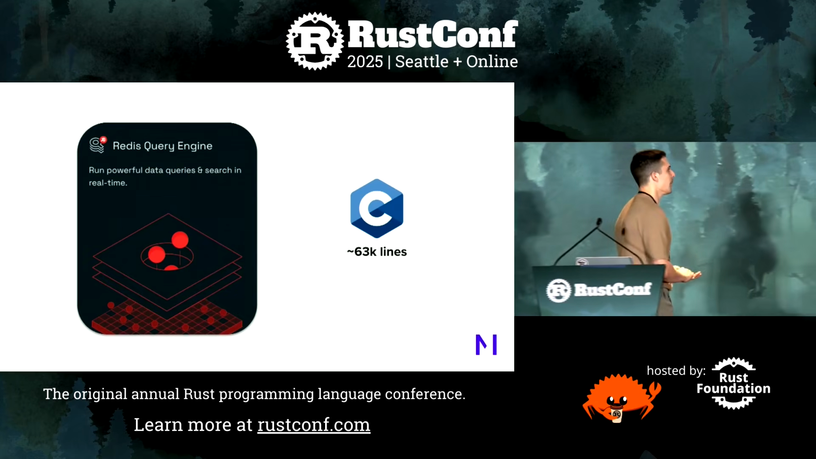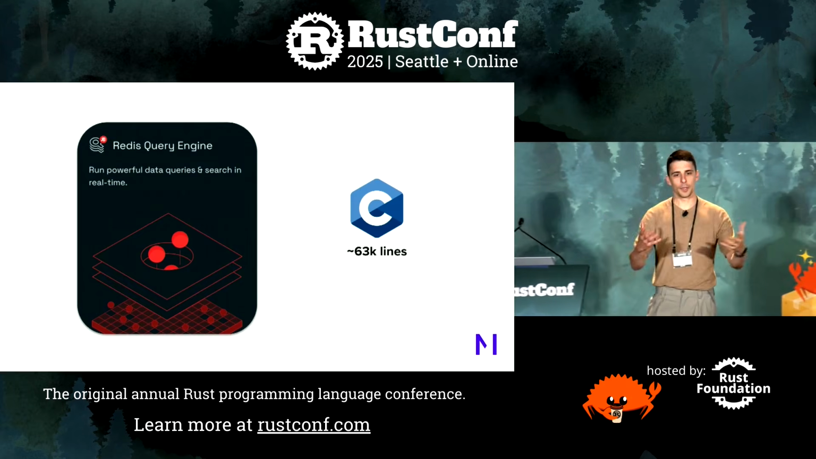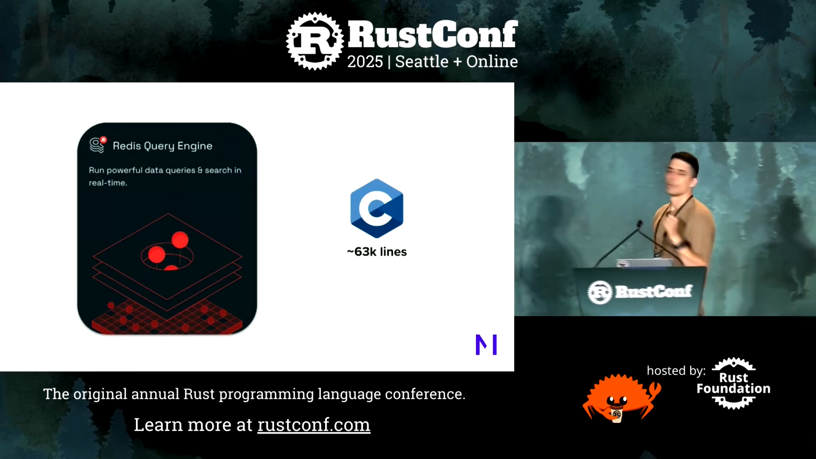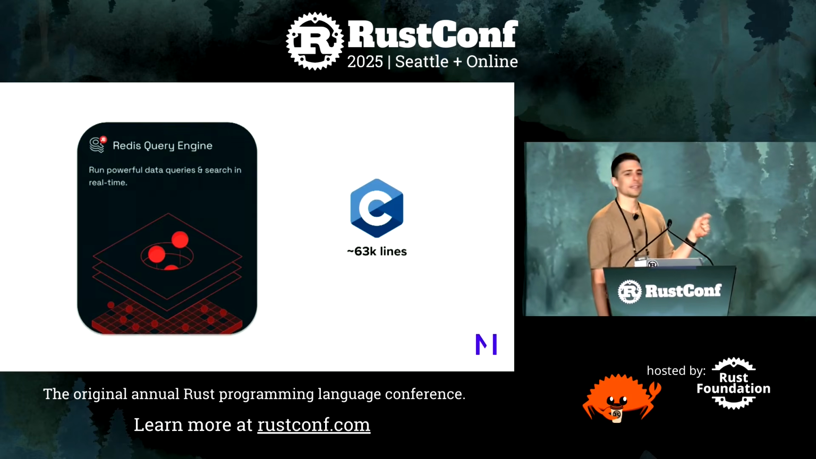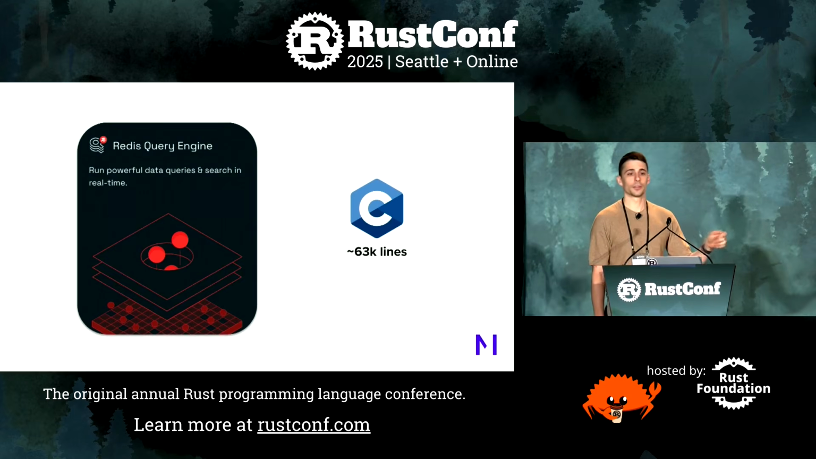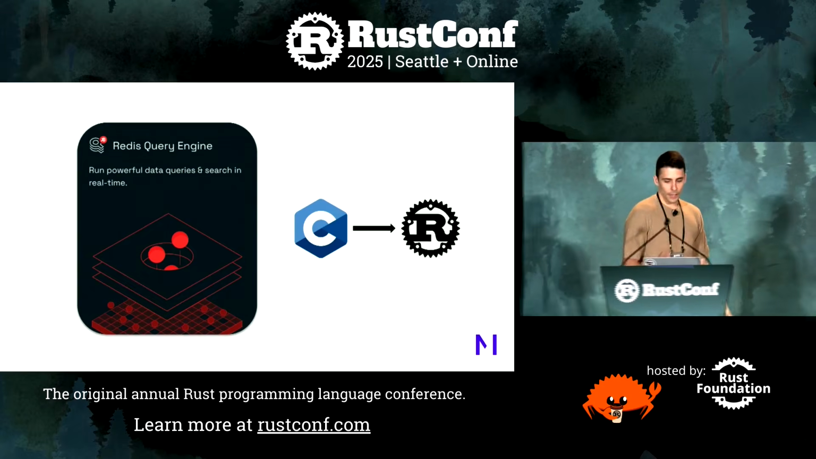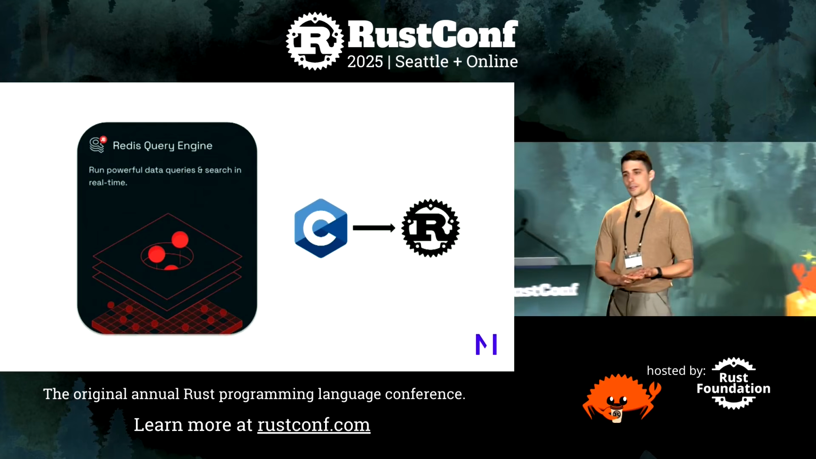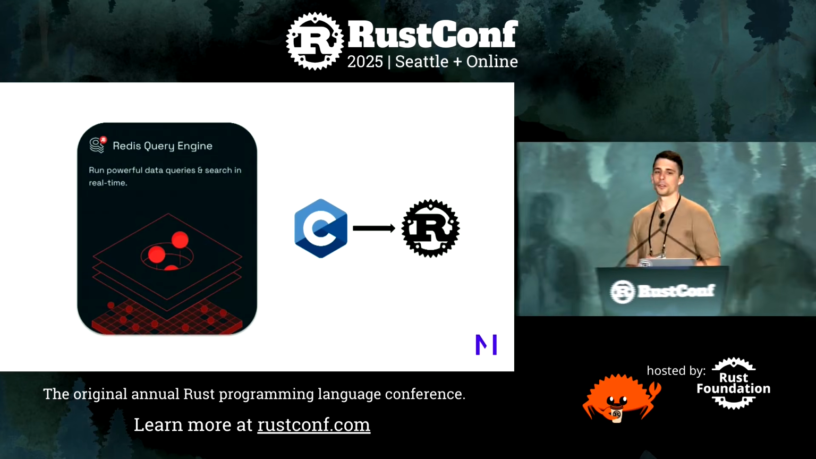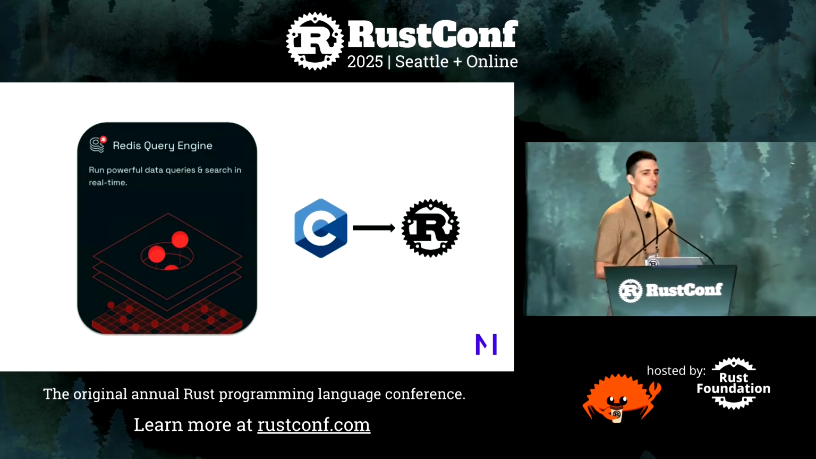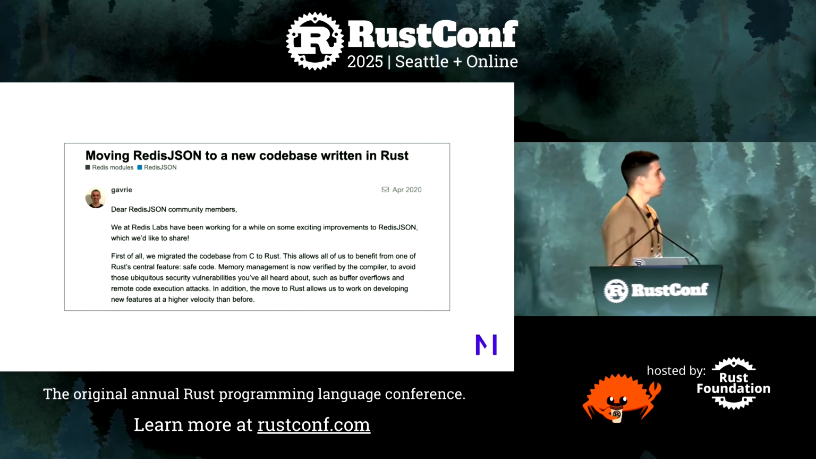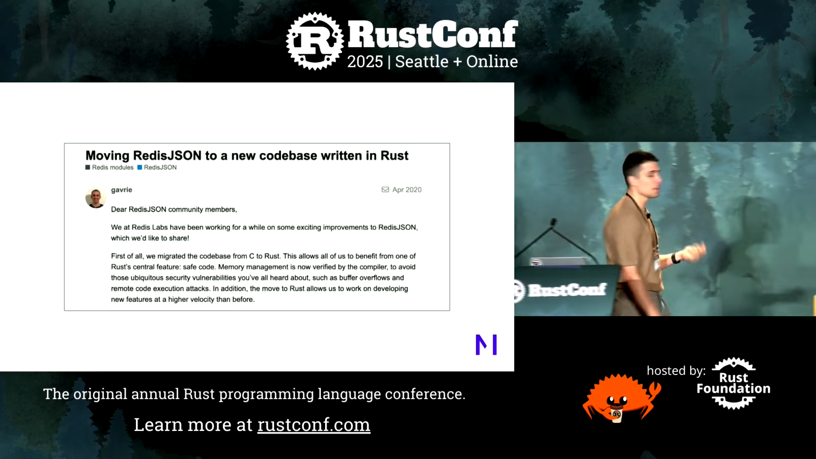Redis Query Engine as a code base is structured as a dynamic library, so an extension module that you load into Redis. And it's currently written in C. It clocks more or less 63,000 lines of production C code, discounting tests, benchmarks, and auxiliary data artifacts. Now, Redis as an organization has decided that they want to migrate this over to Rust. Their main goal is ruling out memory safety bugs, thus increasing the trust and the stability of the product as a whole for customers.